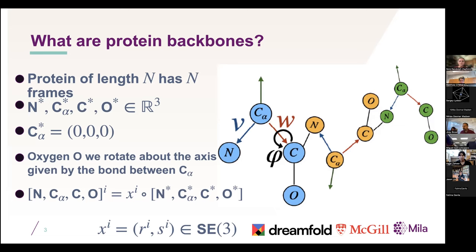We have a collection of N of those, where N refers to the length of the protein as well. Also, I should mention that if any of you have any questions, do feel free to stop me, and I can answer right away. This should be relatively straightforward. In our notation, a collection of a rotation R and a translation S is this object X, and we have one X per residue.